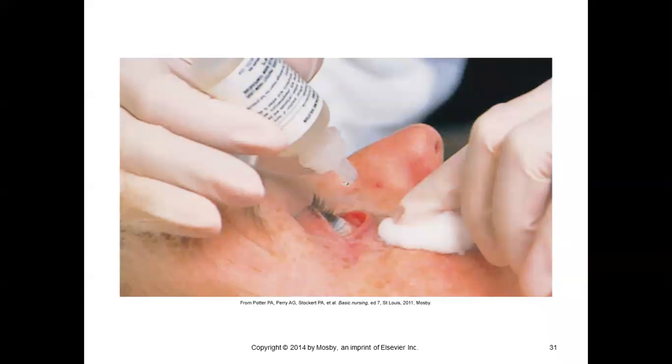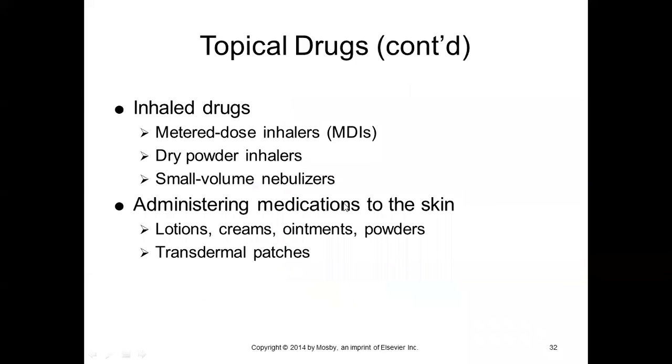This picture shows how to put in the eye drops. Basically, one drop is more than enough at a time for one eye. Topical drugs, others called inhaled drugs, right? Inhalation.